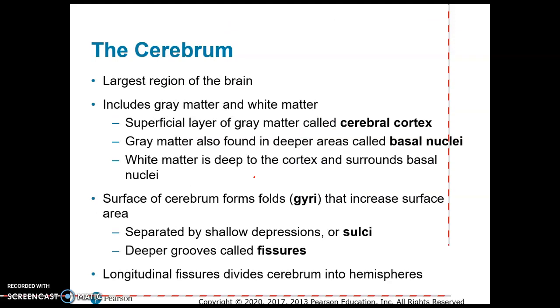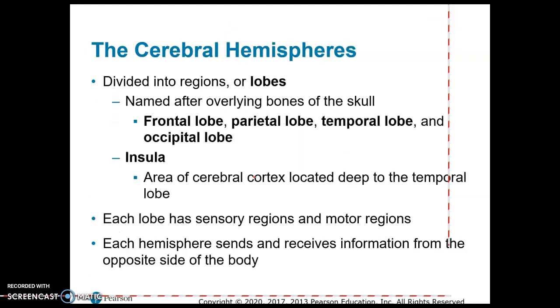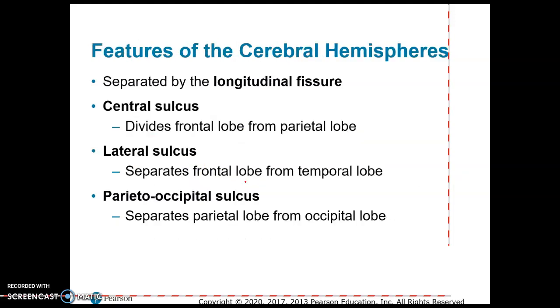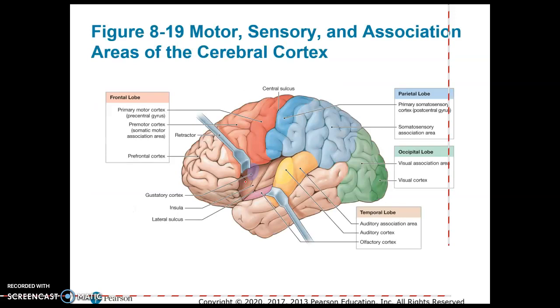So the cerebrum is divided into lobes, and they're named after the bones of the skull, so that's easy. The frontal lobe, the parietal lobe, the temporal lobe, and the occipital lobe. And each lobe has sensory and motor regions. And you can see here, like the occipital lobe is the visual area. The parietal lobe is the somatosensory area. This is going to be the sensory area that relates with the skeletal muscles.